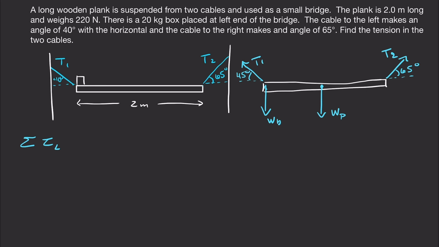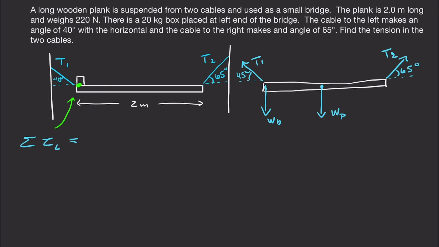So I'm going to take the sum of the torques about the left end, so about this point, okay? Because what that's going to do is get rid of T1 and the weight of the box. Since their location is at this point, they're not going to cause a torque about this point. Their R, or distance from the axis of rotation, will be 0. So the forces that will cause torques will be T2 and the weight of the plank.